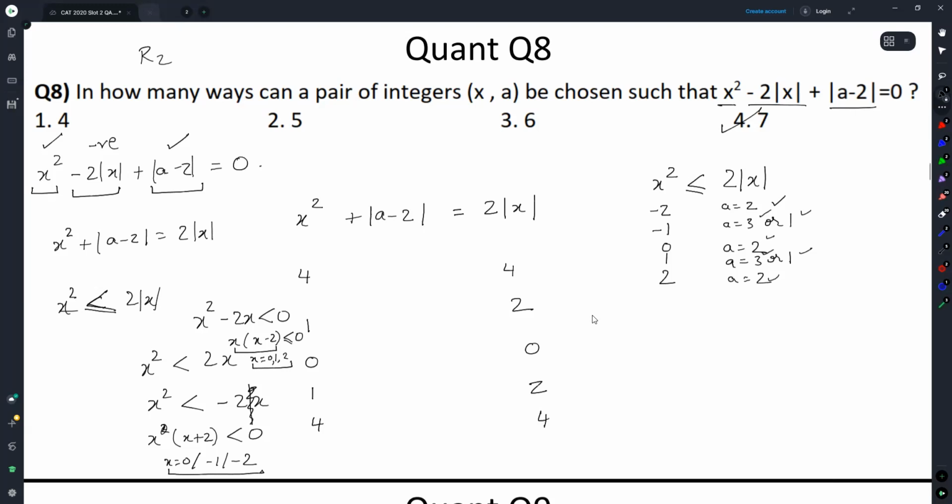Once I've got precise values, say this has to be 0 to give me 4, this has to be 1 to give me 1, this has to be 0. I'm sure there also will be a path by which you can prove that this can only take a value of 0 to 1. The modulus of a minus 2 can only take a value of 0 to 1. But for me, the trigger was the x value. From that I worked. Is it clearer, Ankit?